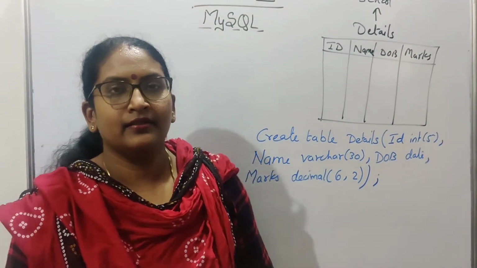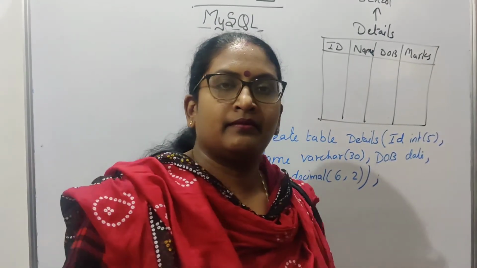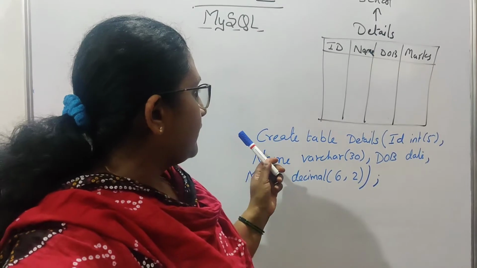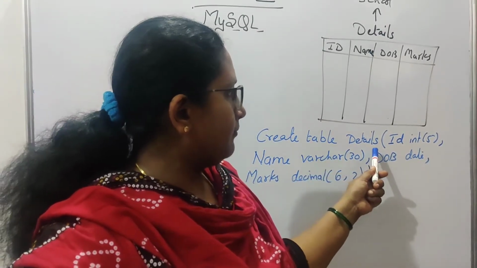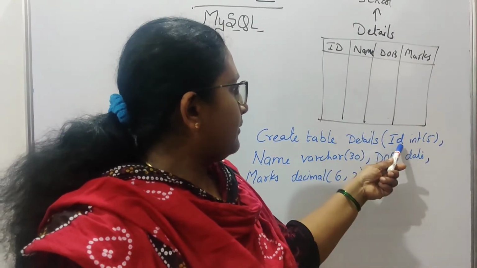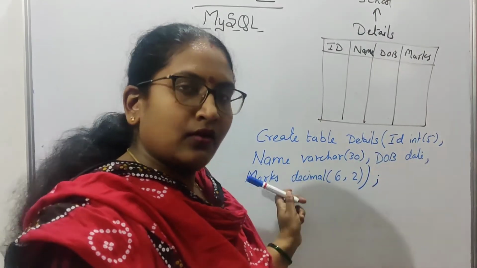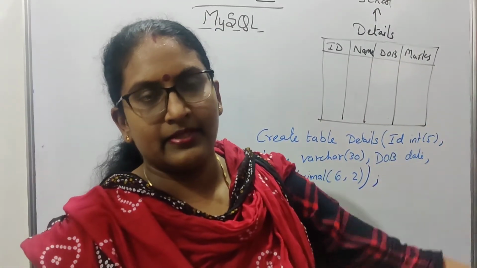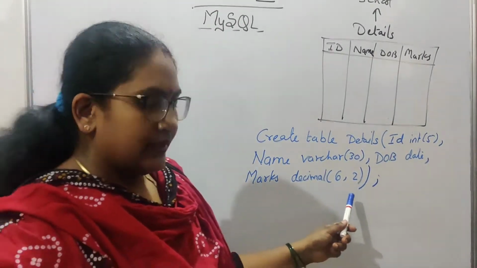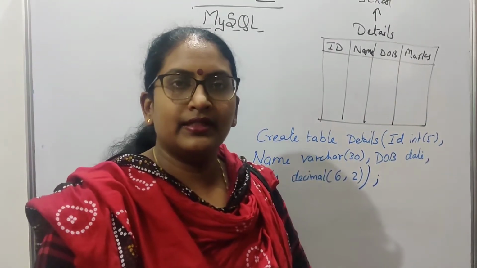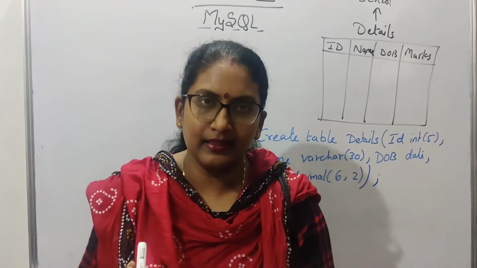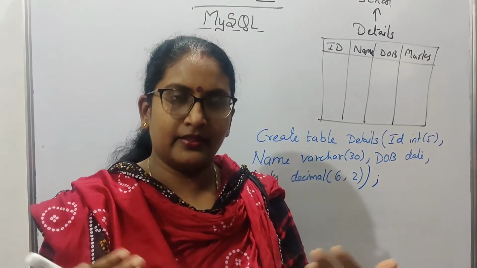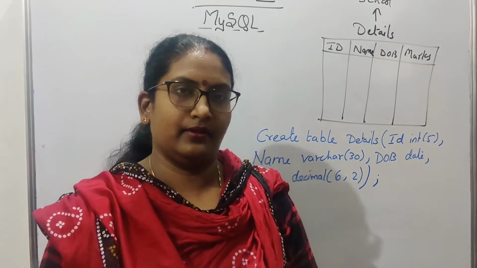Good morning, children. Now, in my last video, we have seen how to create a table. Create table, table name, your column name, then data type, size, comma, column name, data type, size, everything. It has been done. I hope you have understood. I will do the practical and I will show you, but the theoretical part you have to learn like this only.